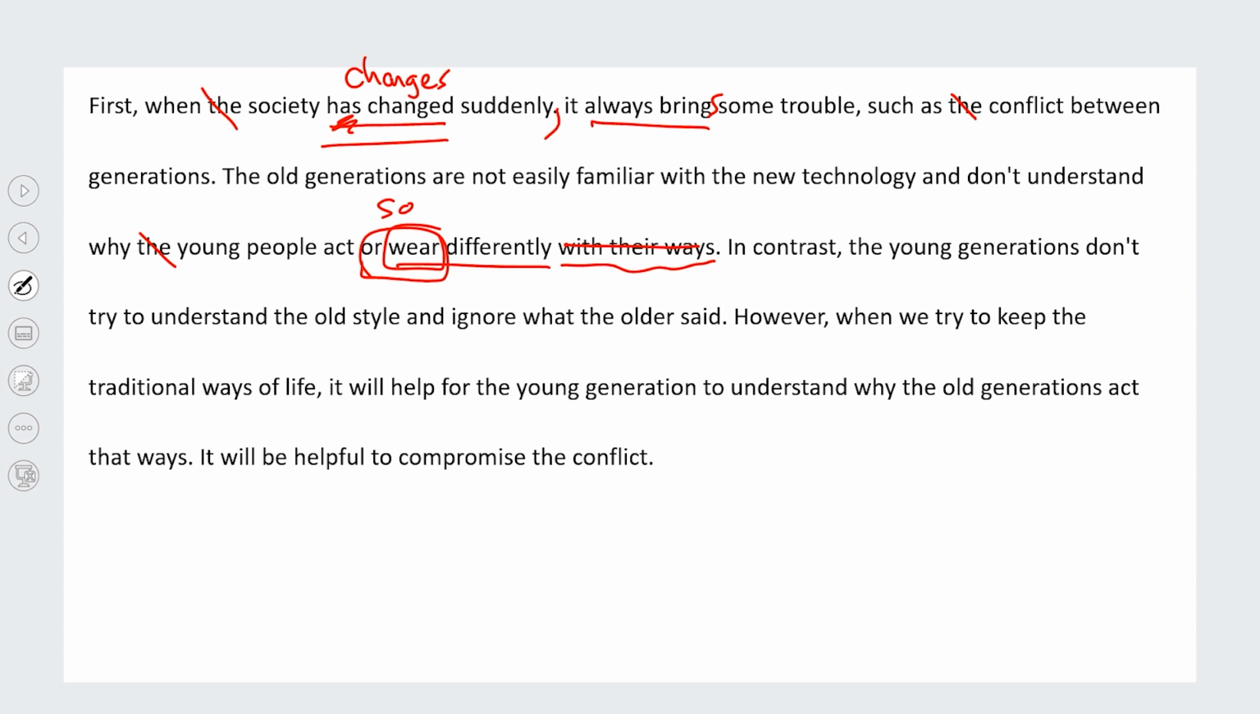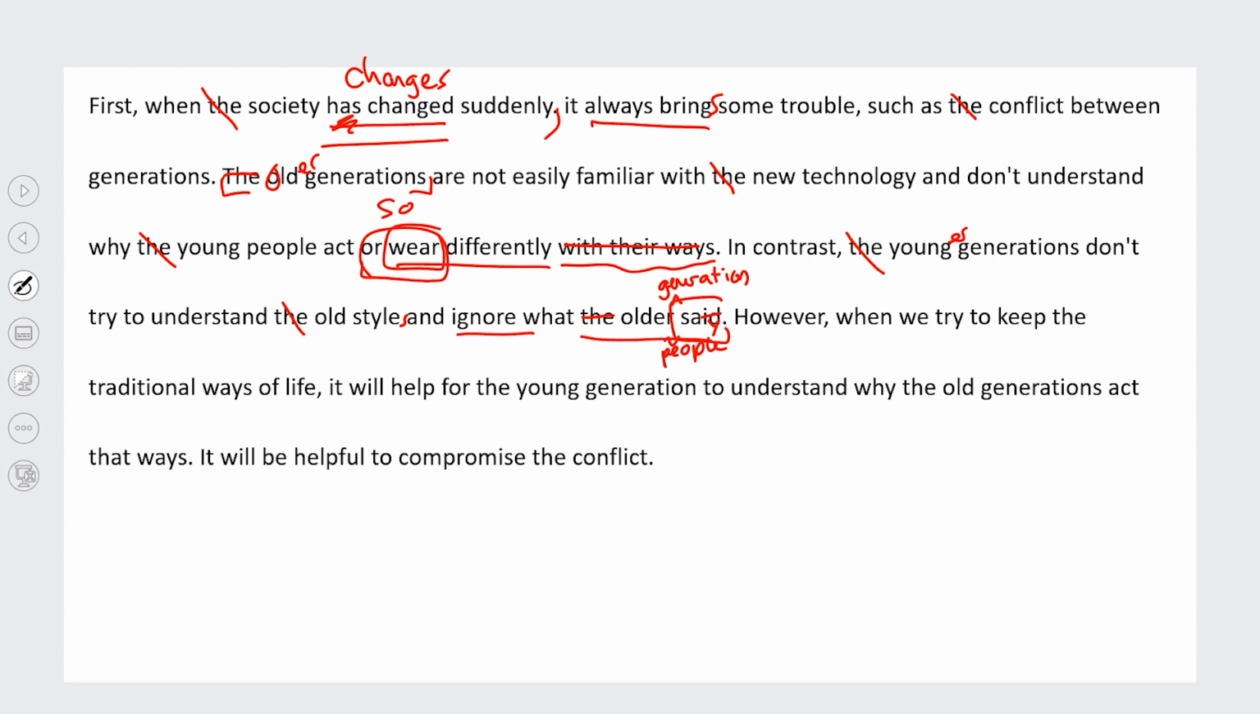So when we say the old generations, it's a little bit too direct. I would say the older generations, or just older generations, are not easily familiar with new technology and don't understand why young people act so differently. Okay, in contrast, younger generations don't try to understand old styles, and ignore what the oldest said. Again, we've got present versus past here, and ignore what the older generation, or we could say what older people say, this should be.